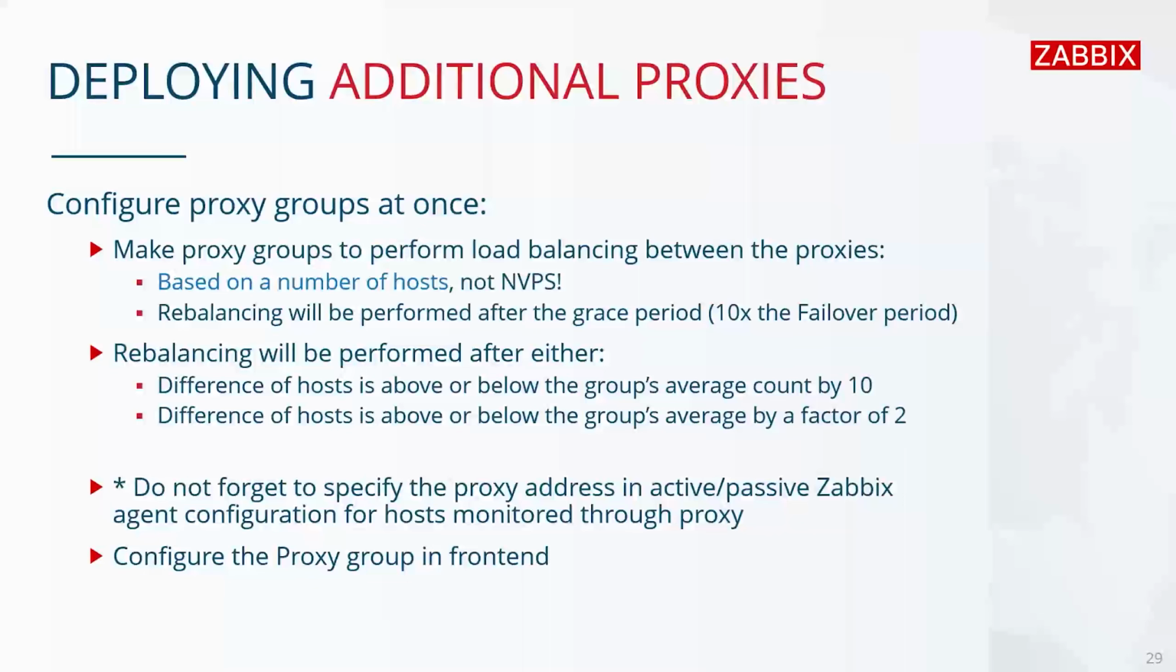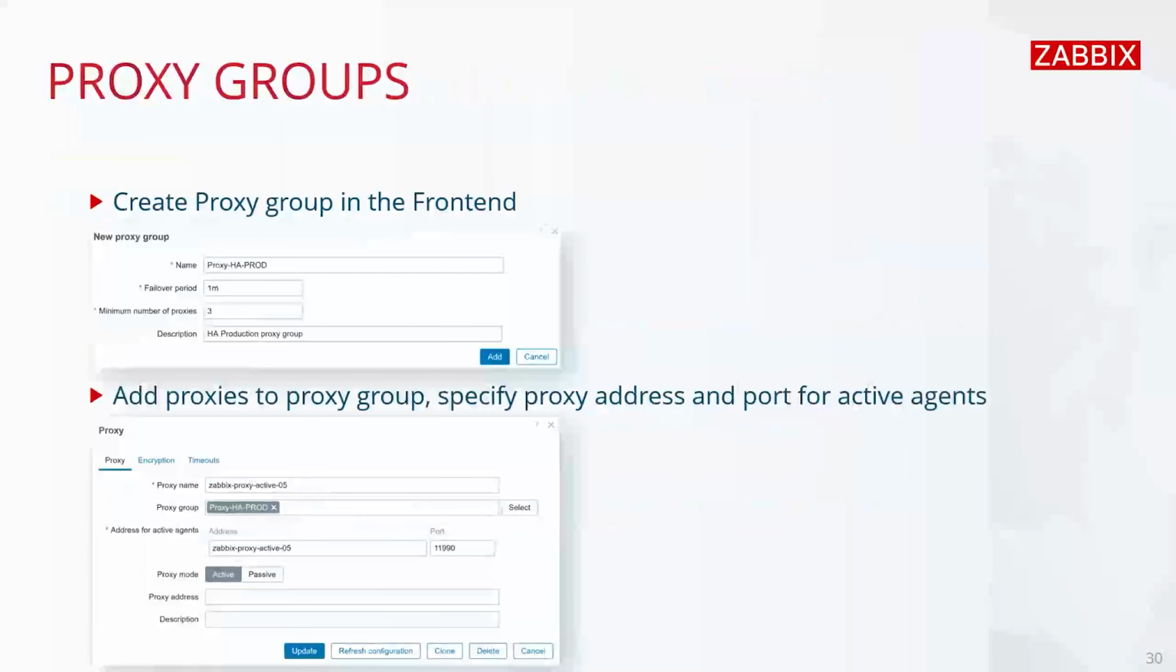And you can configure the proxy group in the front end. So first you go to section Administration, Proxy groups, create a new group, specify the failover period and a minimum number of hosts, and then you can go to section Proxies, and for each existing proxy, add this proxy to your proxy group.